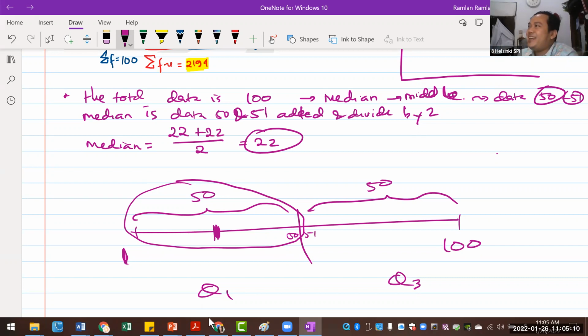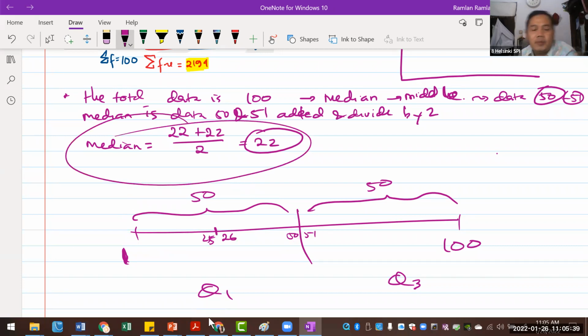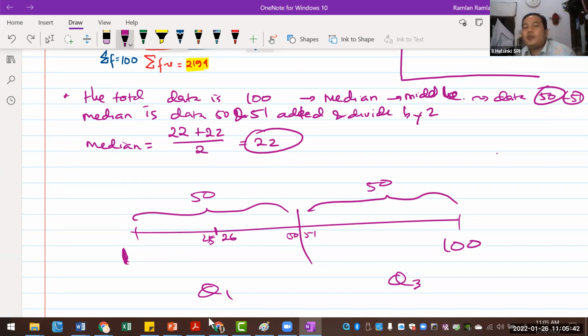How about you, Nin? Do you understand? We know this is data 1 to 50. If we want to divide by 2, 50 divided by 2 is 25. But guys, be careful, because this is an even number of data, so the middle here is not just 25, it's 25 and 26. This is data number 25 and data number 26. And then again, we do the same thing like we do with the median. We add data number 25 and data number 26, and then you divide it by 2, okay?